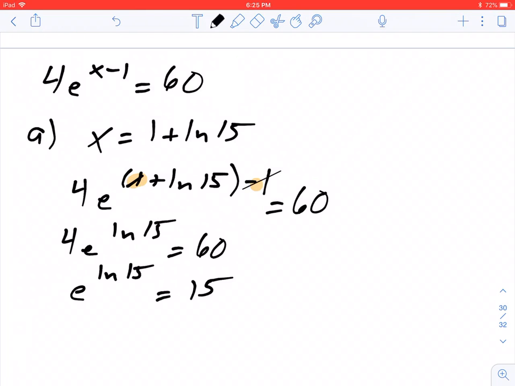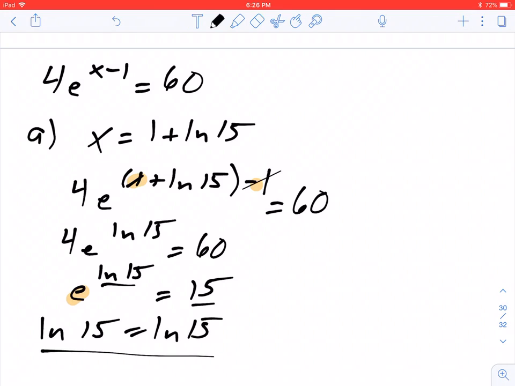Now, from that step, you can see we have something in exponential form, and we are going to take it out of exponential form and put it into logarithmic form. The base of the exponent, that e that I just highlighted, becomes the base of the log, and then the other two parts switch. Log base e is actually natural log. So it's natural log of 15 equals the power, which is natural log of 15. Is natural log of 15 equal to natural log of 15? Yes, it is. So yes, A is a solution.